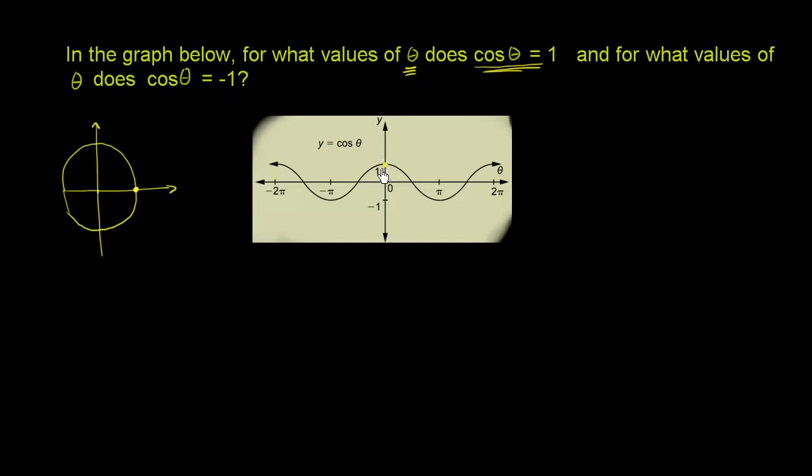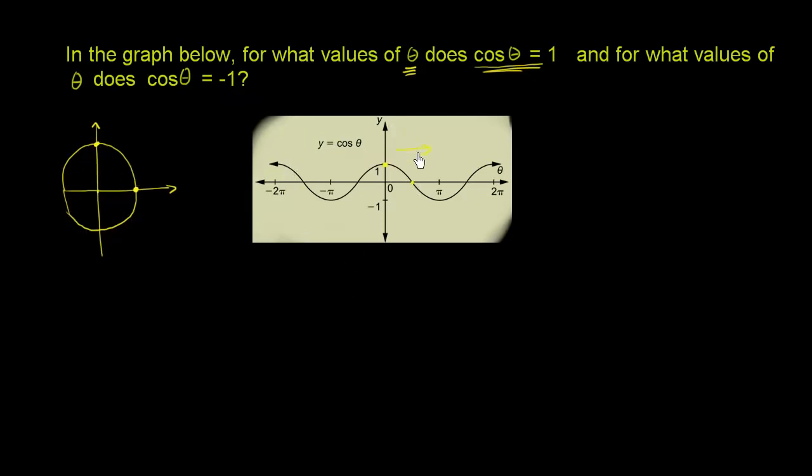And you see, when theta is equal to 0, on this graph, cosine of theta is equal to 1. When theta is equal to pi over 2, we're at this point on the unit circle, and the x-coordinate there is 0. And you see, once again, when we're at pi over 2, the x-coordinate is 0. So this is completely consistent with our unit circle definition.